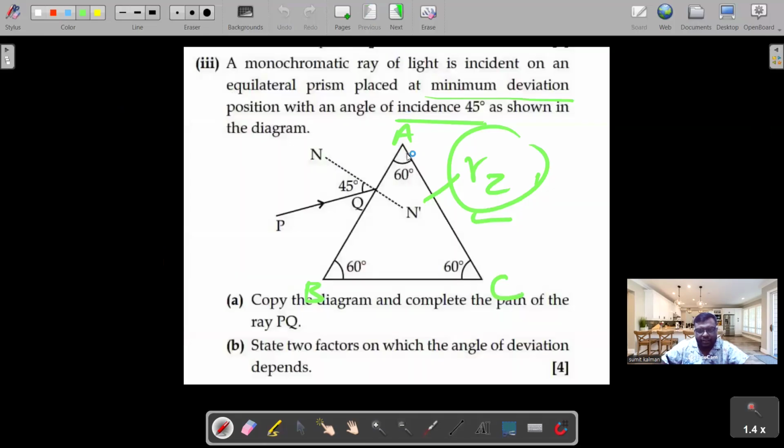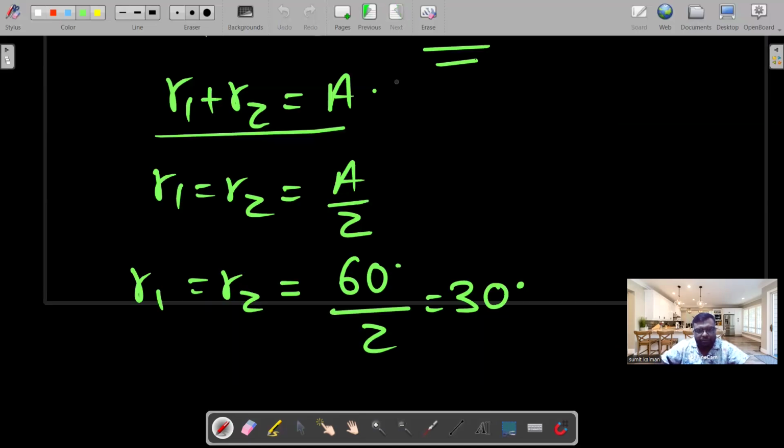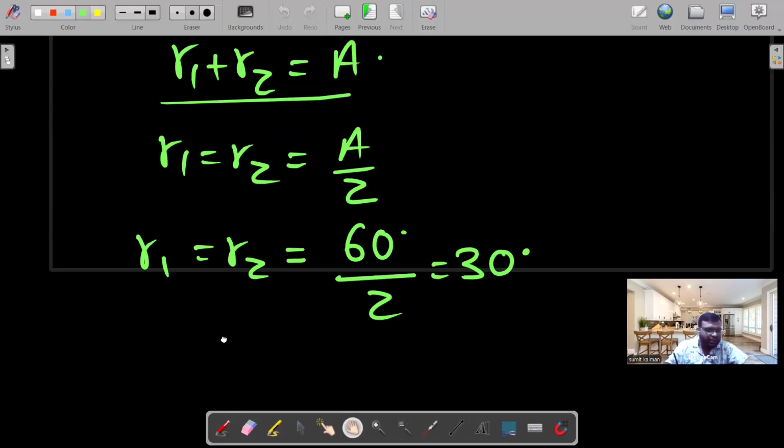Yeah, this is the angle of prism and this is, I think, equilateral prism. So in equilateral prism, every angle is the same, that is 60 degree. In equilateral triangle, each angle is the same and it is equal to 60 degree. So now here we have got R1 and R2 and it is equal to 30 degree.